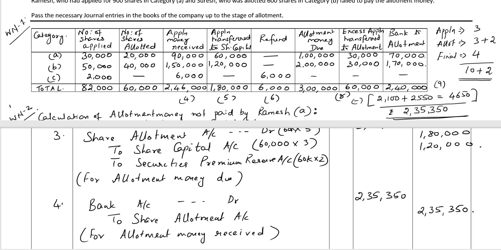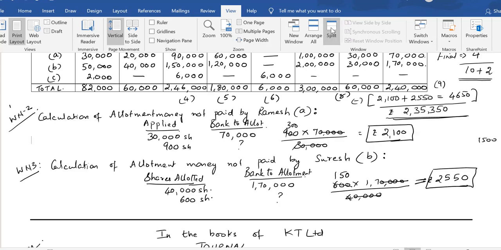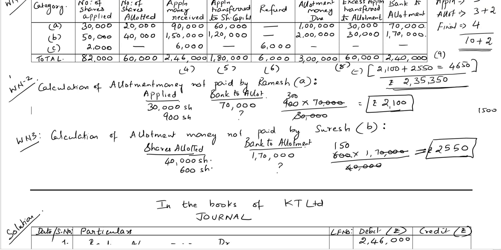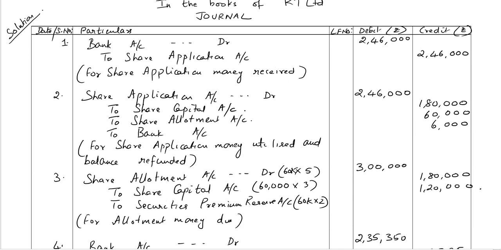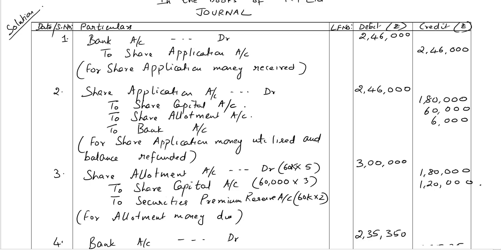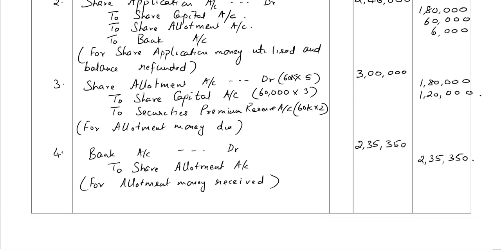We'll view all the journal entries together. I'll remove the split. So these are the first 3 journal entries. And this is the last journal entry. Let's go to the next example sum.